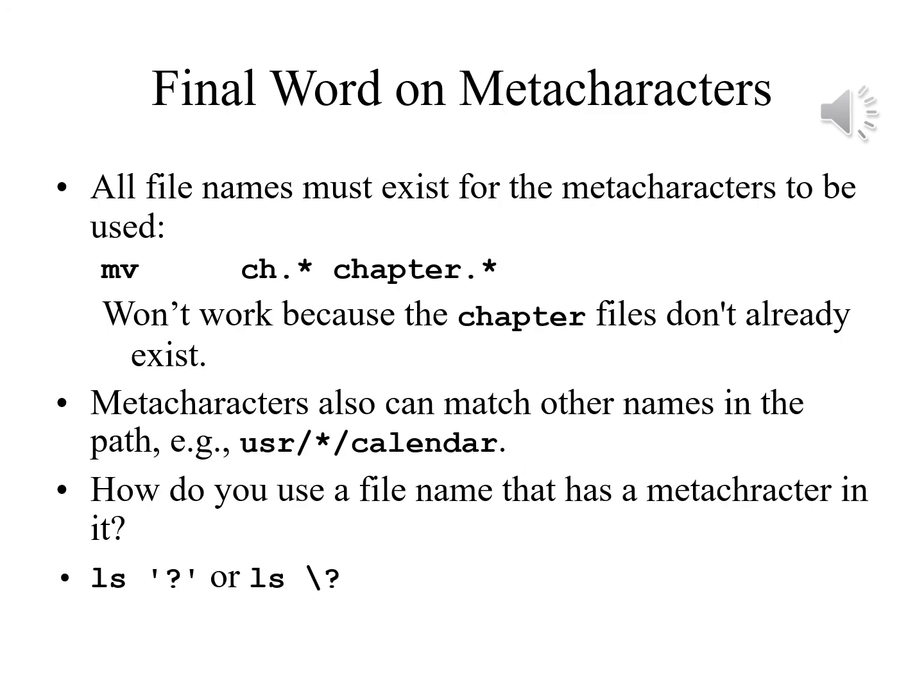For any of these metacharacters to work, the file names that they are specifying must exist. So mv space ch dot asterisk chapter dot asterisk won't work because the files whose names begin with chapter do not exist. You can also use these in other parts of the path name. So you could write usr/asterisk/calendar. It will use every file named calendar in every subdirectory of usr.